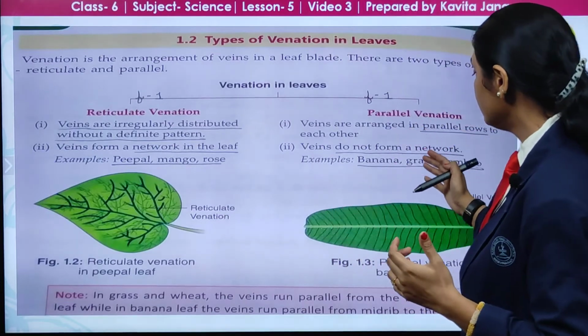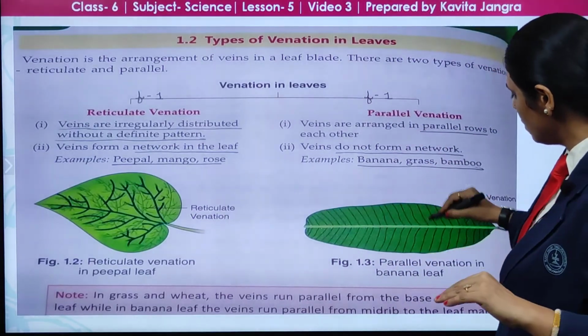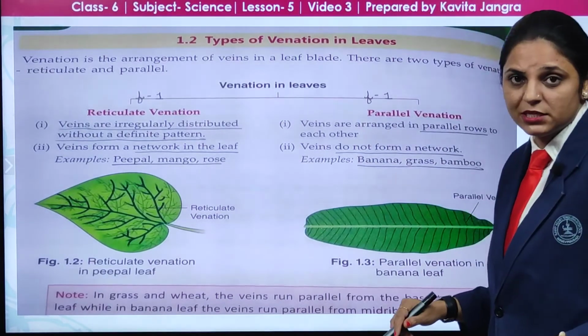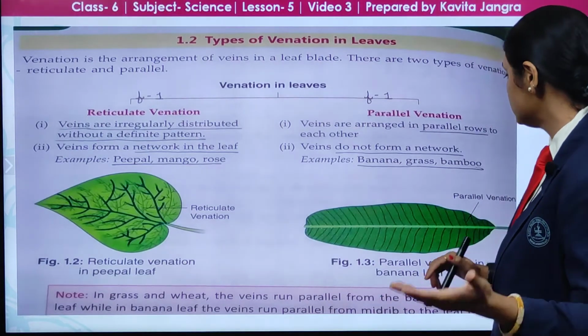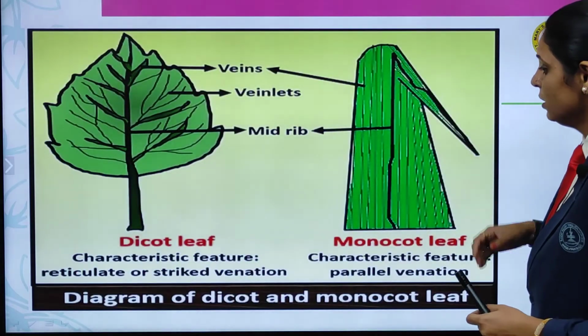And in the parallel venation, you can see the arrangement is parallel. All are equal. They don't form a network, and this is basically present in banana, grass and bamboo. So this is what we have in the case of venation.